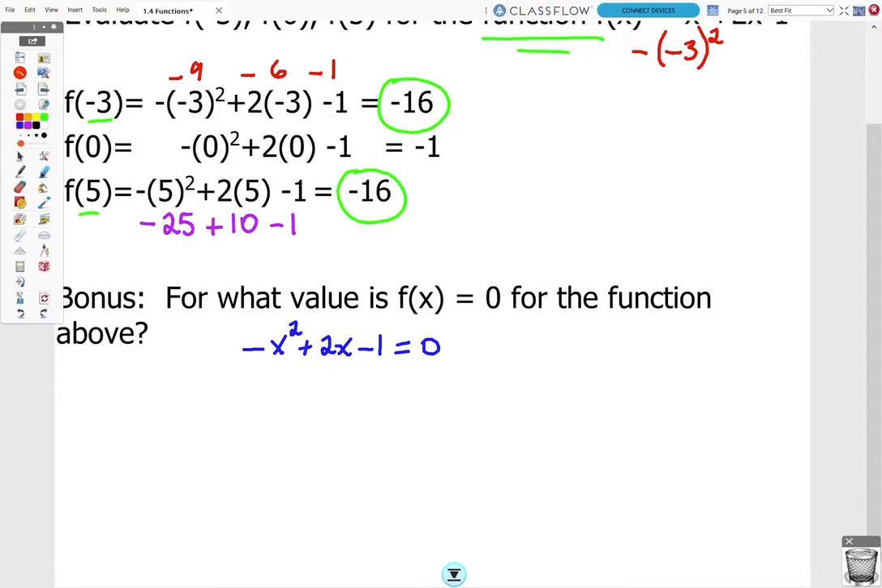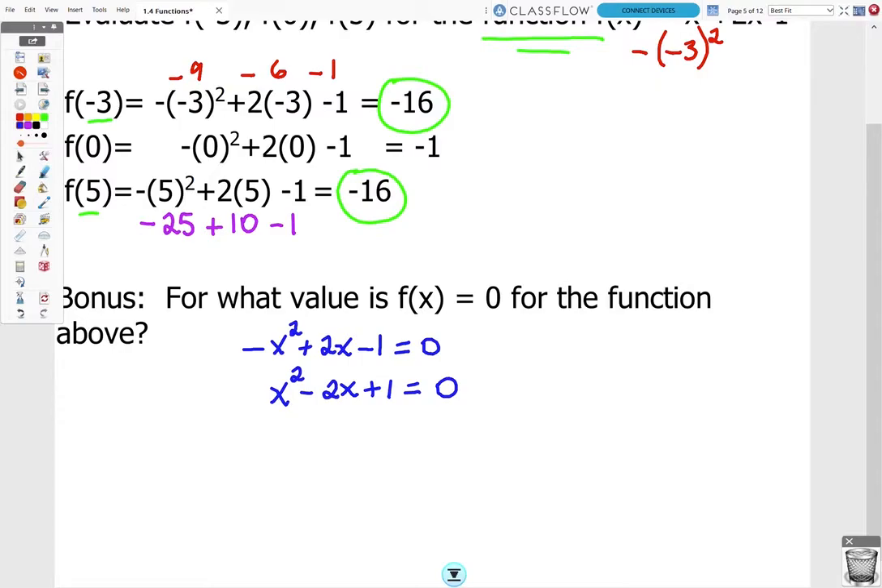There is something I'm going to do before I start factoring, though. I don't like dealing with a negative in front of the x squared, but it's a real easy thing to do. It's just one of those rules of algebra that I can just reverse all the signs for everything. It's almost like you're dividing by negative 1. And then that makes it negative 0, which, of course, is just 0.